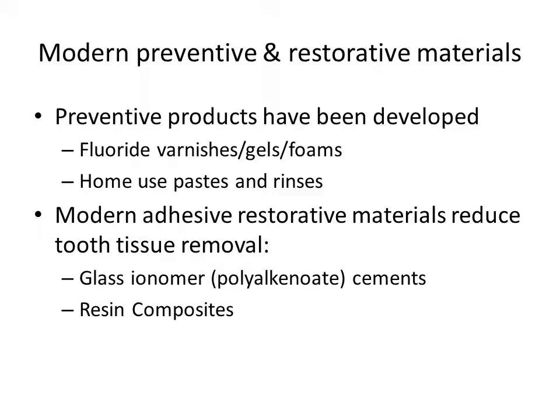And the two types of materials that are particularly useful are glass ionomer cements and resin composites. And those materials are adhesive and also to a certain extent are biomimetic, so they can replace tooth tissue in a more effective way than amalgam was able to.